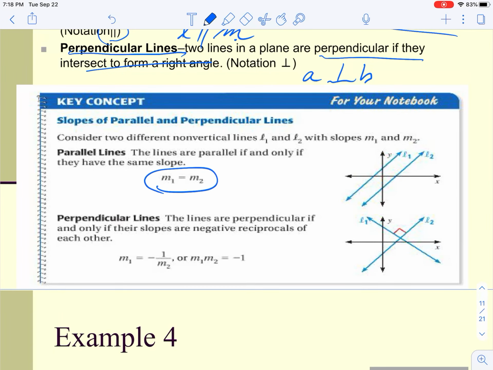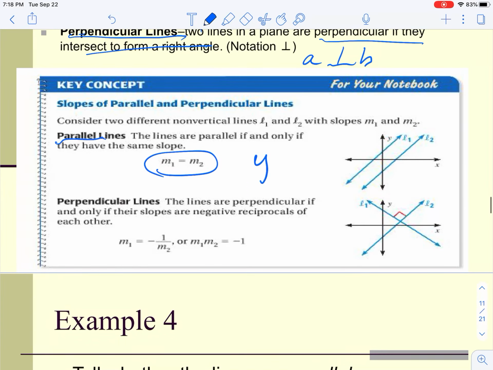The other thing that I'll remind you about is that if two lines have the same slope, they're parallel. So for example, if I have this equation and if I have this equation, even though the y-intercepts are far apart, the slopes are the same, and because the slopes are the same, those lines have to be parallel.